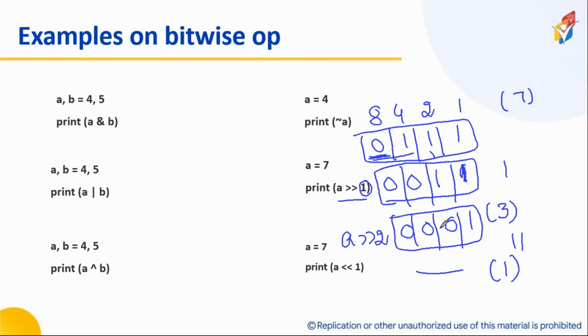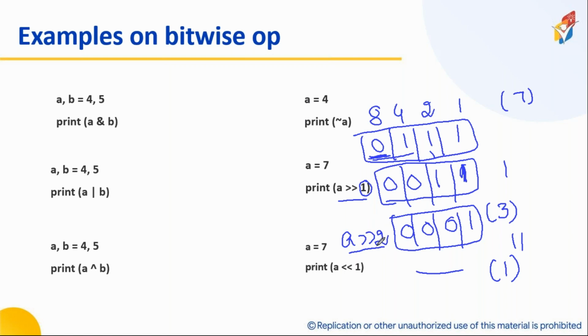If A shift to right 3 means? Which one, Andy? Once again. A equal to 7. A shift to 3.